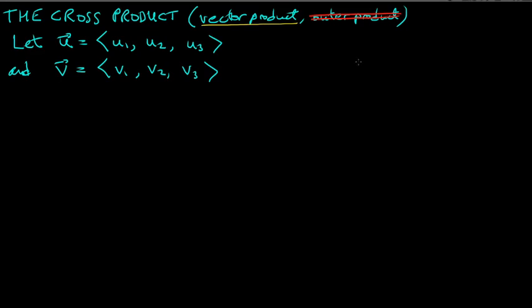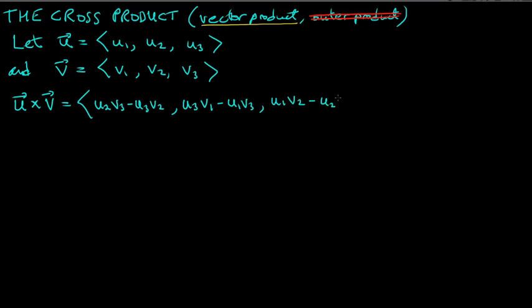So we have two vectors, u and v, in space, so they have their three components. And now we need to define the cross product, u cross v, and this will be a vector. So it's going to have the following three components. The first component will be u2 times v3 minus u3 times v2. The second component will be u3 times v1 minus u1 times v3. And the third component will be u1 times v2 minus u2 times v1.